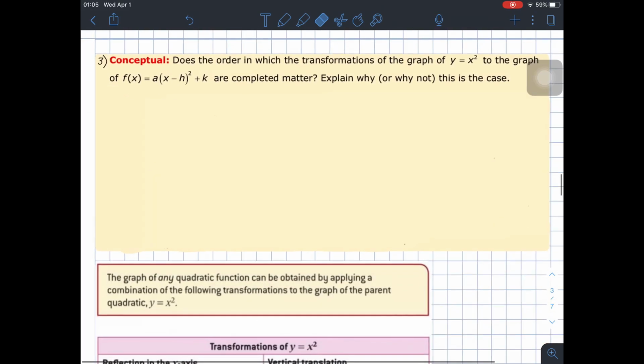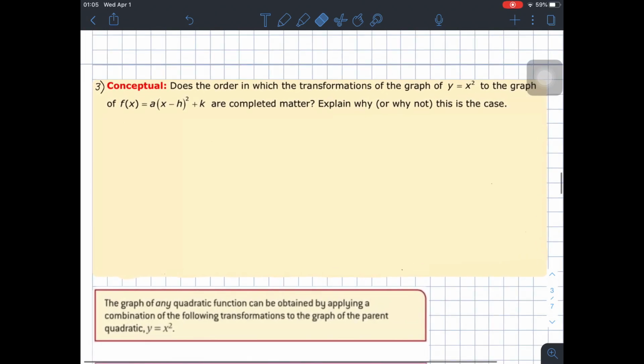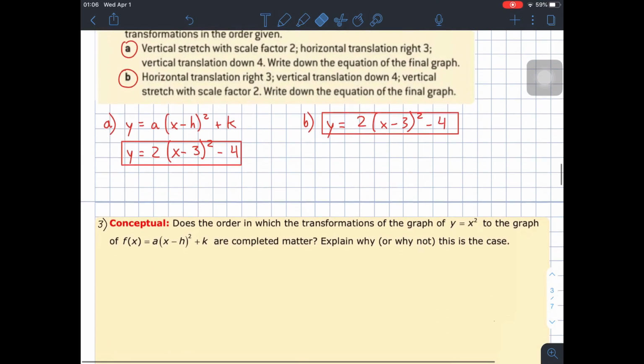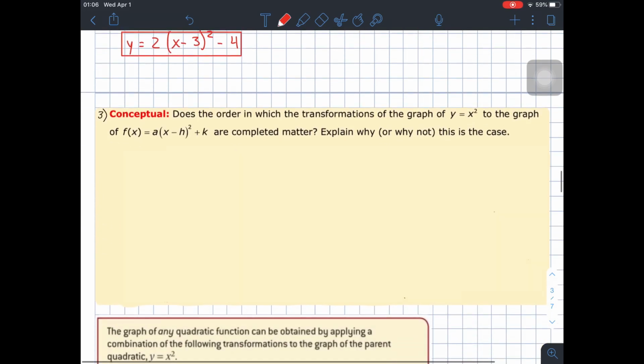Then it says for question number 3, conceptual. Does the order in which the transformation of the graph of y equals x squared to the graph f of x equals a times (x minus h) squared plus k are completed matter? Explain why or why not this is the case. Okay, so this is exactly what we had here. You see that we had the same types of transformations, but the order in which they were given varied. And the question is if the order in which I apply these transformations matters or not. And the answer is yes.